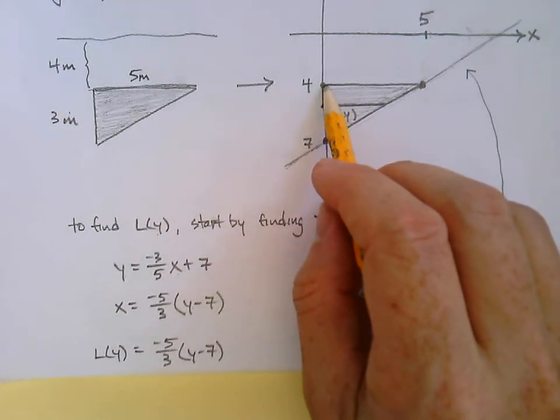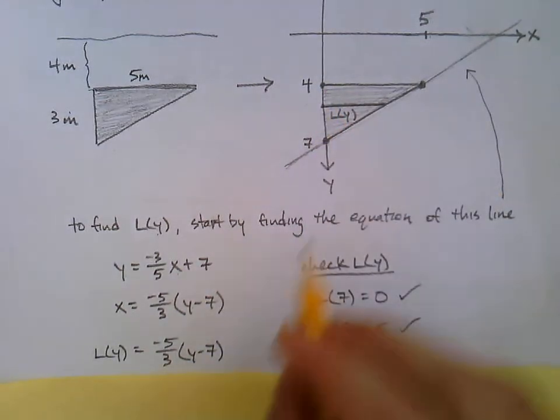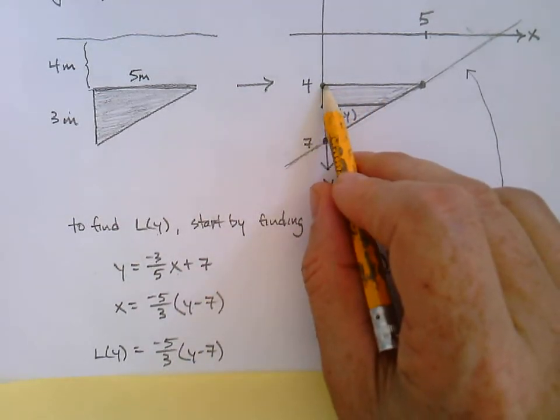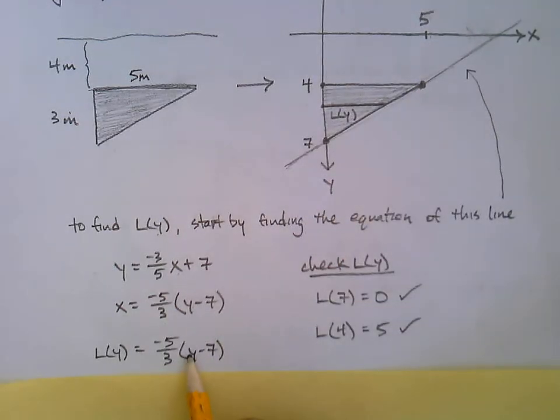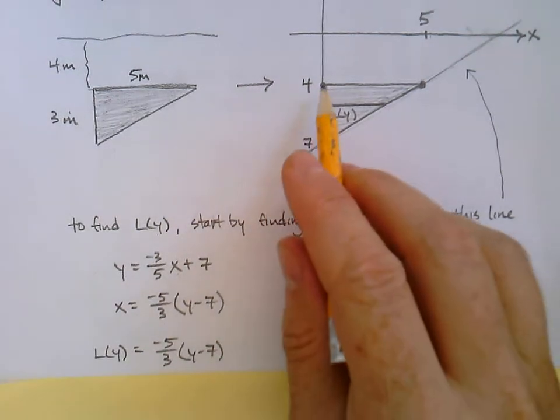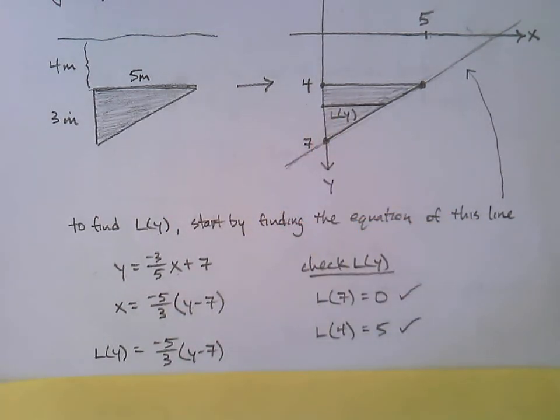And let's check the other endpoint. Actually, we already did this. So when I plug in 4, it should match the drawing, right? At 4, it's got a length of 5. Well, when I plug in 4, negative 4 minus 7, negative 3, blah, blah, blah, I get the 5. It's not checking every little point in between, but I think it really confirms that we did this correctly. Okay, so we got L of y right there.